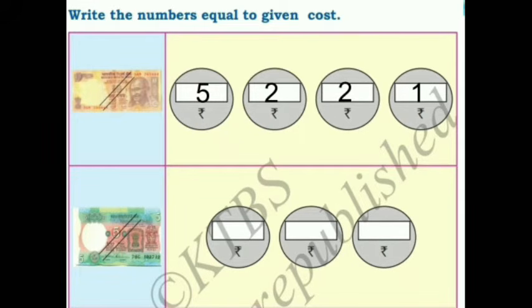Next we have a 5 rupee note. We should find 3 coins which are equal to 5 rupees. Which coins can we take? Yes, 2 rupee, 2 rupee and 1 rupee coins will make 5 rupees.